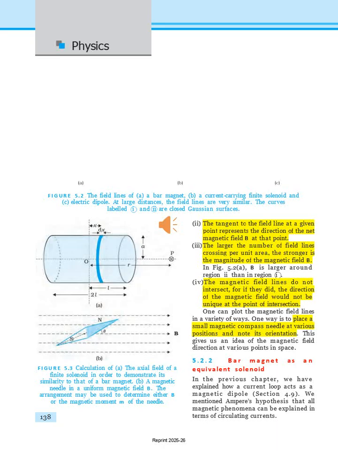One can plot the magnetic field lines in a variety of ways. One way is to place a small magnetic compass needle at various positions and note its orientation. This gives us an idea of the magnetic field direction at various points in space.